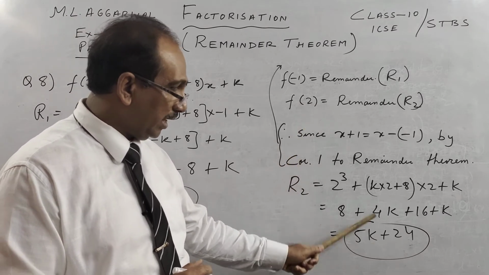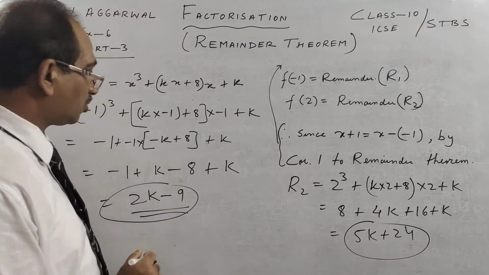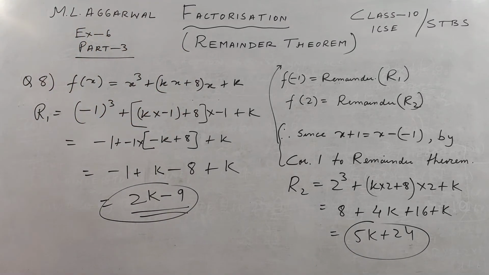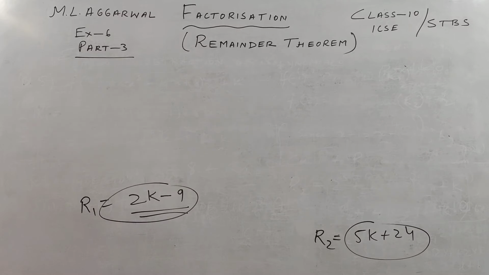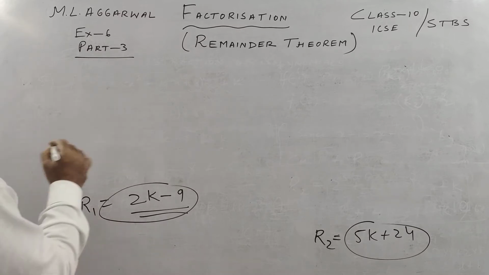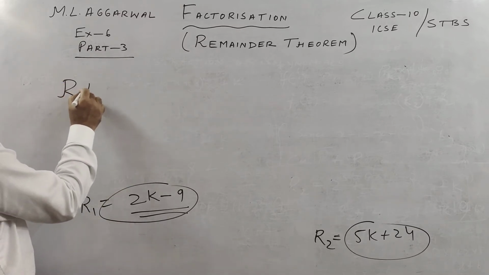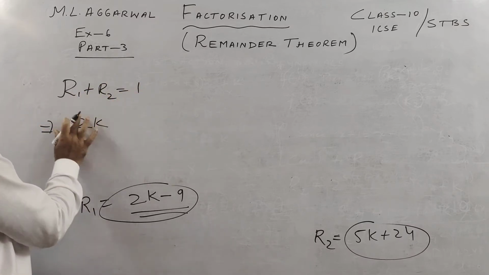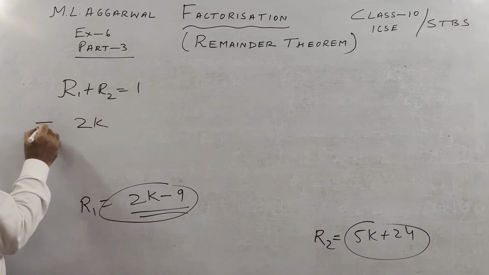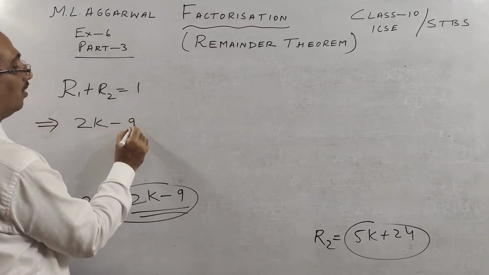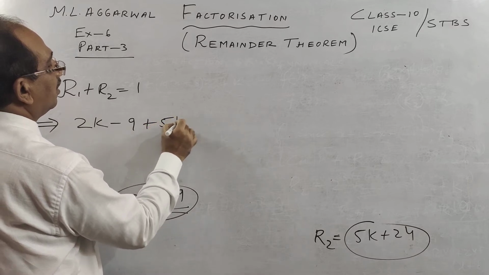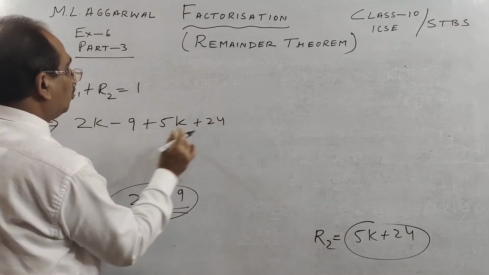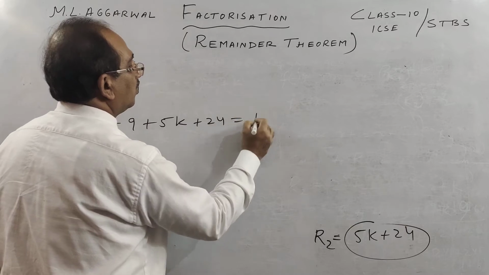So I put 2 and I get this as remainder. Please copy this 2, and in the final part we just add them and get equal to 1. So finally, as per the question, remainder 1 plus remainder 2 is 1. When you substitute, we will get the value of k, 5k plus 24. So when you add both the remainders, you get 1.